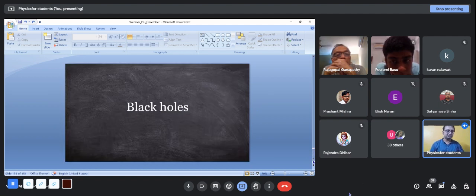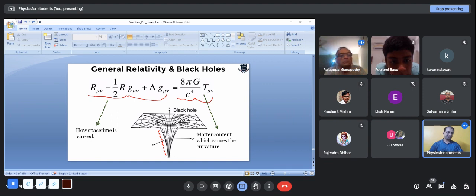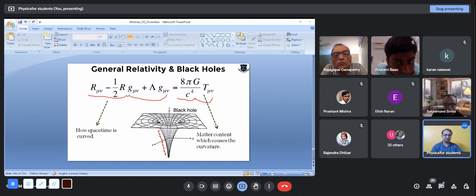And finally, we come to the last part, which is the black holes, which somebody might be interested in. So we know how space-time is curved with the left-hand side. We know how the right-hand side causes the curvature. And in black holes, you see that it has got an extreme curvature. Here I have not shown it, but you will see that the entire equation blows up to infinity. I mean to say, not infinity, it will be undecidable. So Rajagopal sir can say that there is a huge difference between infinity and undecidable.